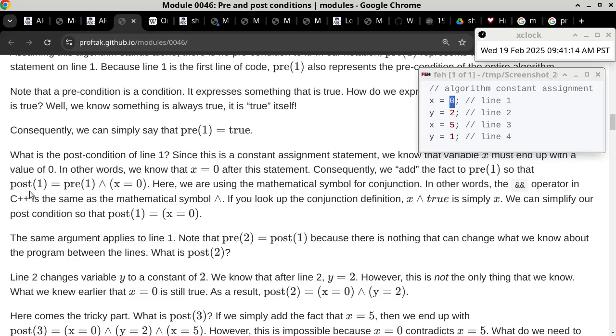The postcondition of line 1 is the precondition of line 1, but on top, we can now say, oh, by the way, x equals 0 also. Now, because pre-1 is true, true and whatever is specified on the other side of a conjunction is just whatever is on the other side of the conjunction. All right, what does that sentence even mean?